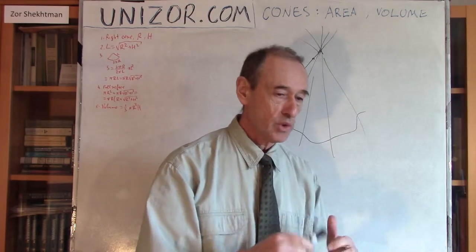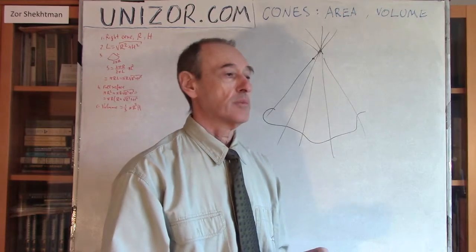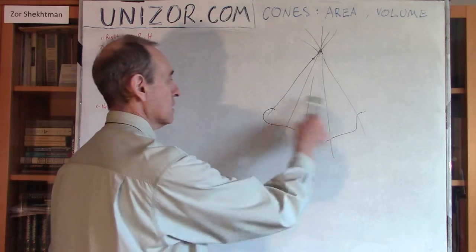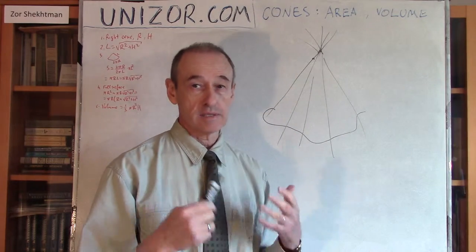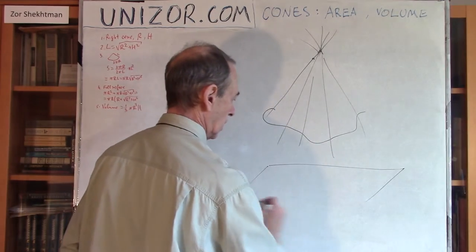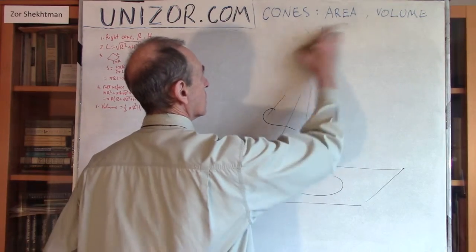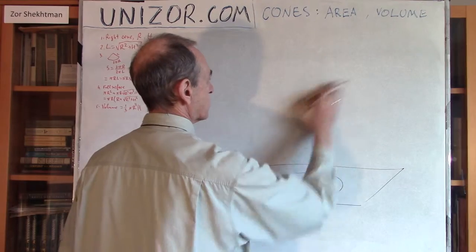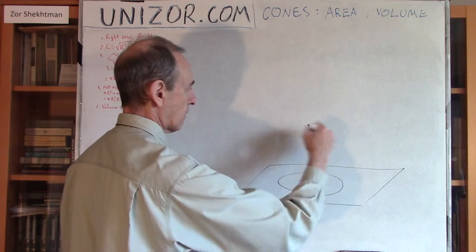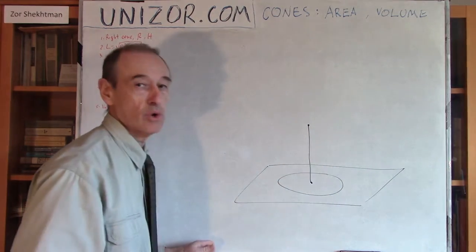Now, when I'm talking about cones in this particular lecture and in most of the problems, what I really mean is, number one, this curve is actually a circle, a flat circle, which means there is some kind of a plane on which the circle is located. And also, this particular point through which all the lines are going through, it's projecting at the center of this cone.